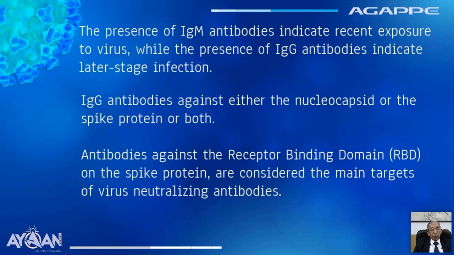IgG antibodies against either the nucleocapsid or the spike protein or both are detected. And antibodies against the receptor binding domain of the spike protein are considered the main targets of virus neutralizing antibodies. The neutralizing antibodies are the so-called effective antibodies. That means these antibodies will neutralize or remove the viruses from the circulation. Therefore, those are the protective antibodies. They are the antibodies useful to the body. And these IgG antibodies, we can detect.